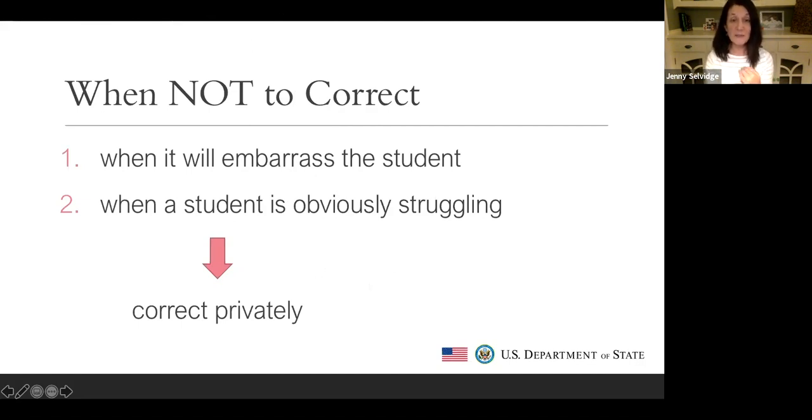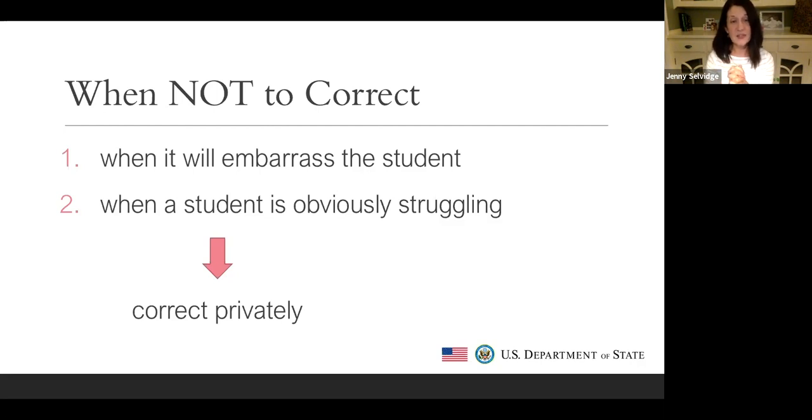So when you will embarrass the student is definitely not a time to correct. And that depends on some students, right? Because you've had students who are fearless, right? And it doesn't matter, and they love correction. Others, if you correct them, it demotivates them. So you have to think about student to student. If a student is obviously struggling, don't correct them in front of other people. Take them to the side or whisper to the side when no one's listening and correct them privately.